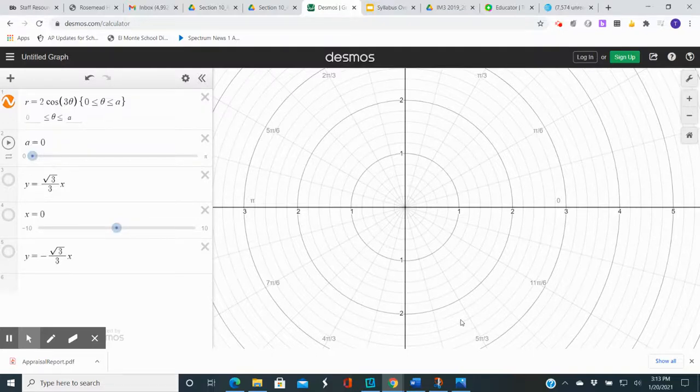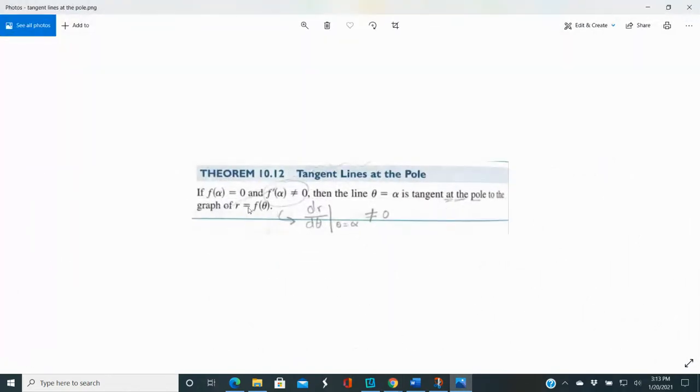In our lesson today, we looked at Theorem 10.12, tangent lines at the pole. If f of alpha is equal to 0, in other words, you have a point at the pole, and f prime of alpha is not equal to 0, then the line theta is equal to alpha is tangent at the pole to the graph of the polar equation.